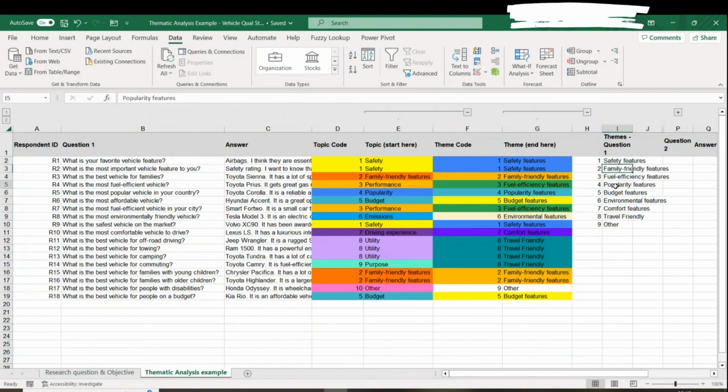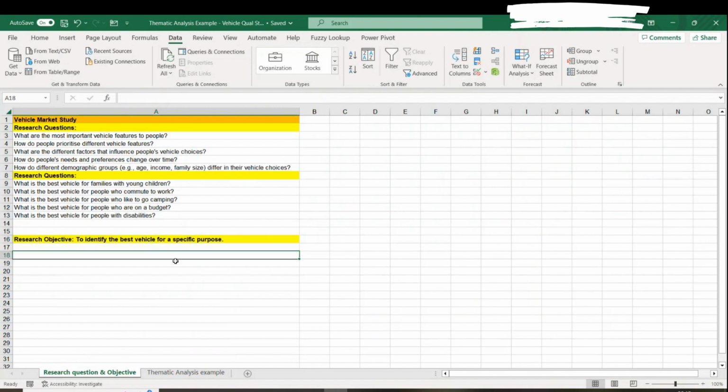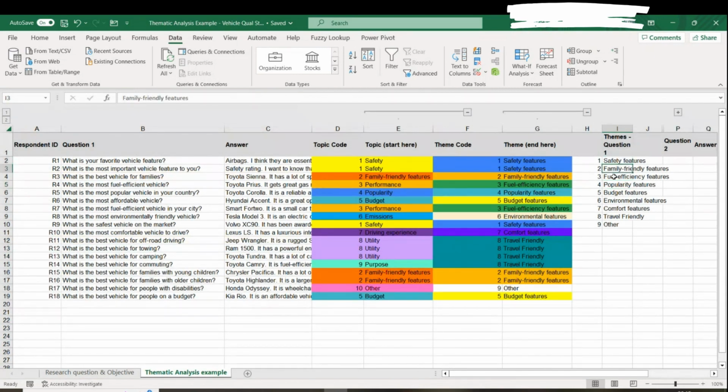And then from there, you can go back to what your research objective was, and then you can answer. So let's say this was to identify the best vehicle feature. Then you would say, what is the best vehicle feature? Looking into your themes, and then from the frequency of your themes, you can actually even create a bubble chart.